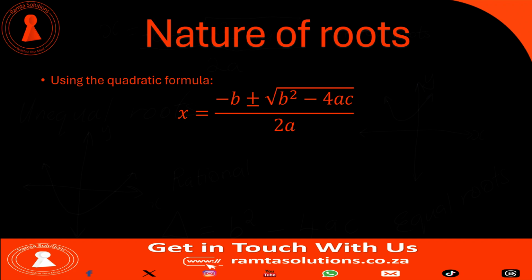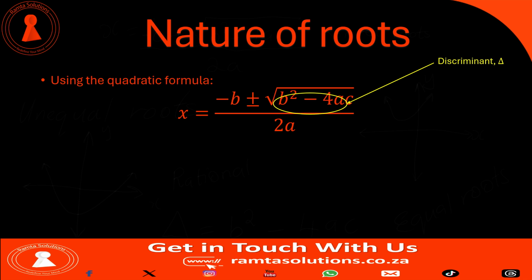Now, not only does this formula give you the values of the roots of your equation, it can also tell you the nature of those roots. And to find that, we have this part under the square root. Remember, the b squared minus 4ac. We are now going to give it a name. Its name will be the discriminant.